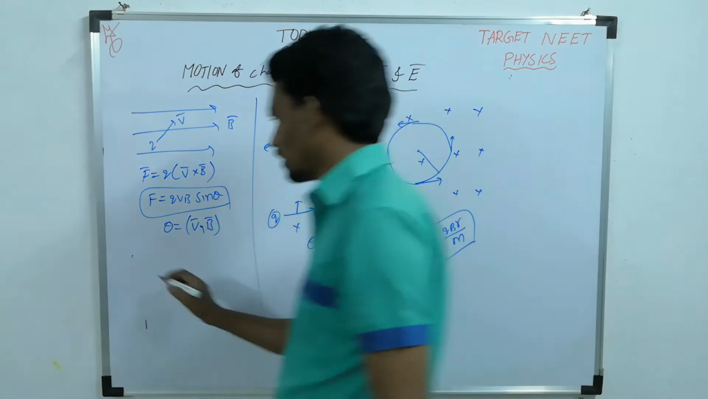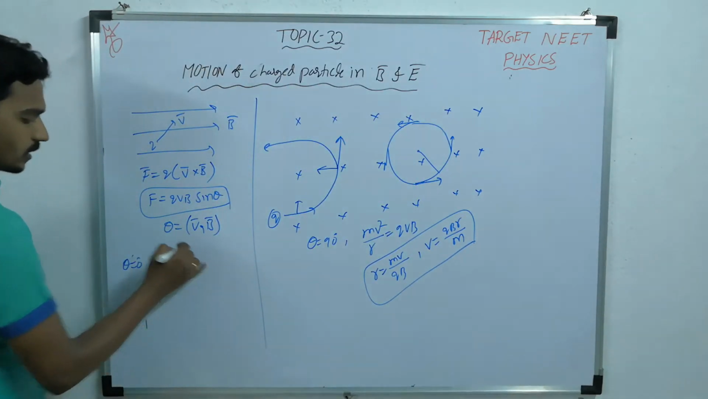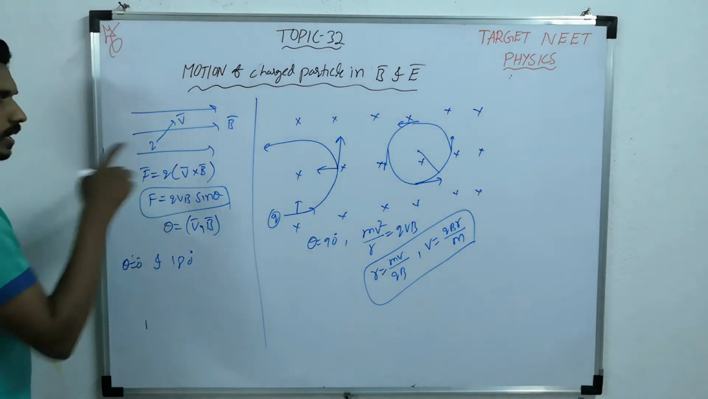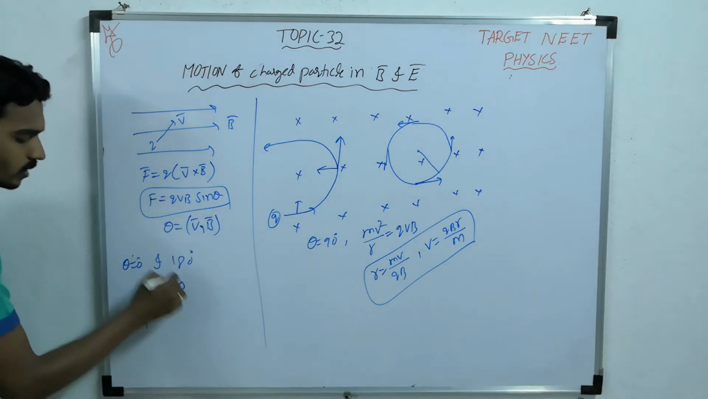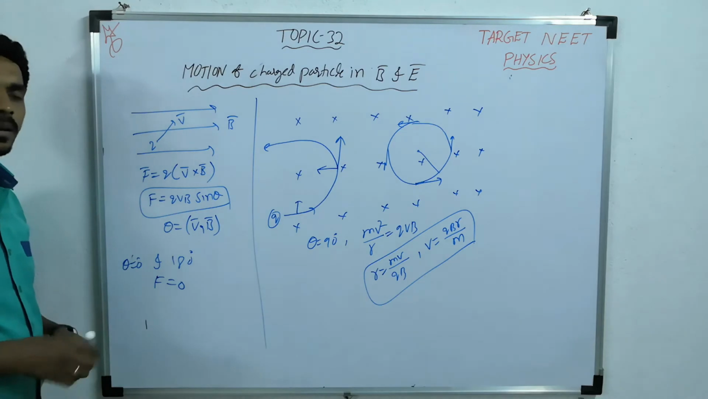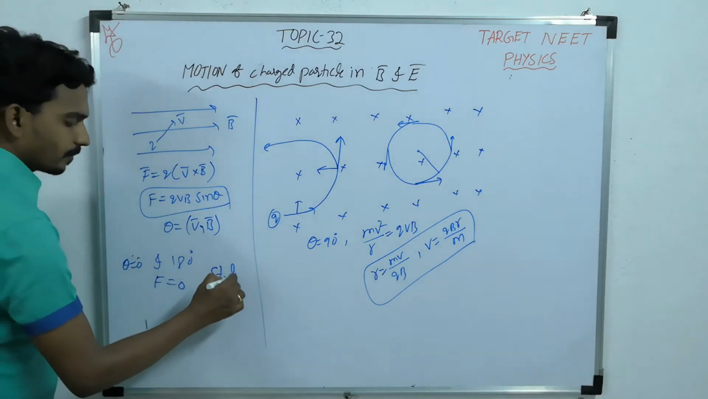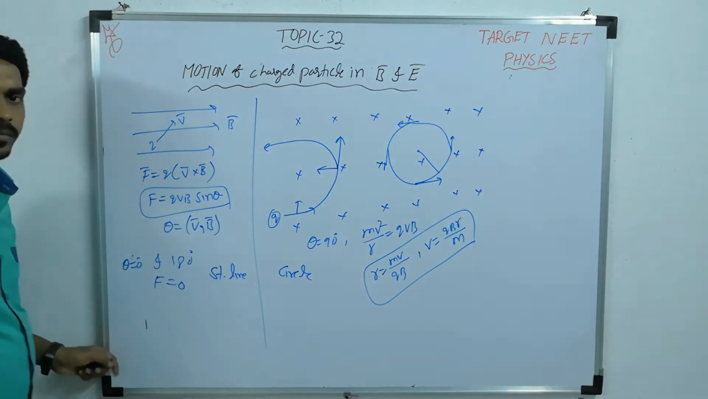The other two cases, theta 0 and theta 180, if you consider either parallel or anti-parallel, then sin 0 or sin 180 both are 0. So the magnetic force is 0. Then the charged particle goes undeviated. The path is a straight line. So here a straight line, and here a circular path, a circle.